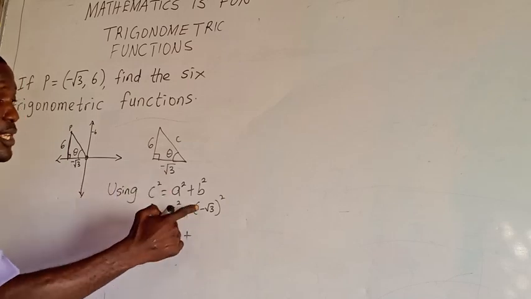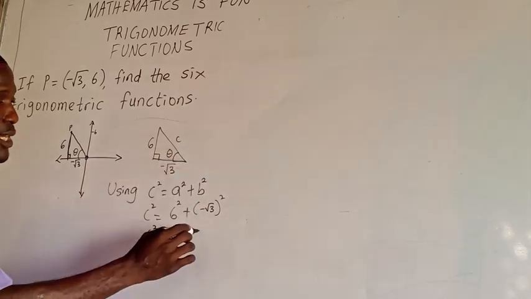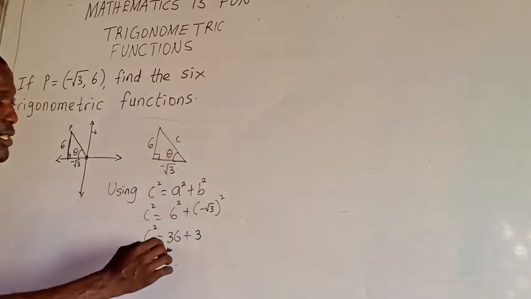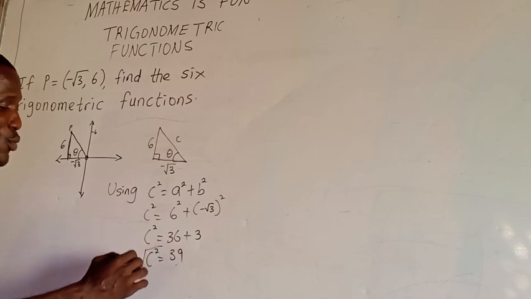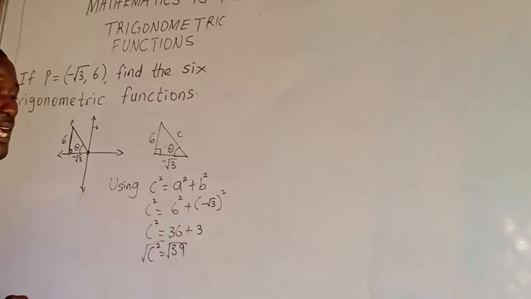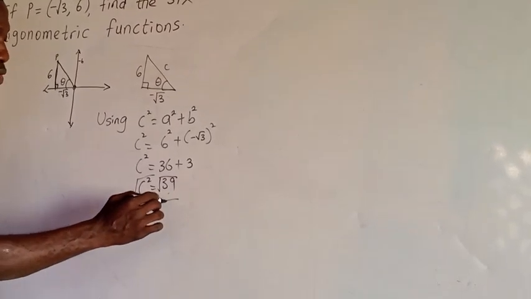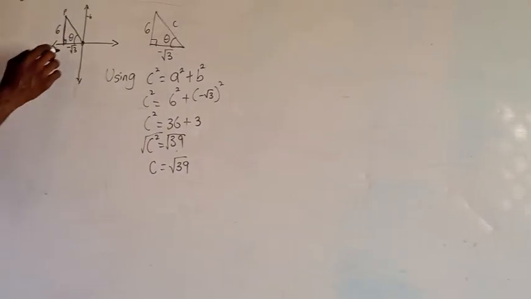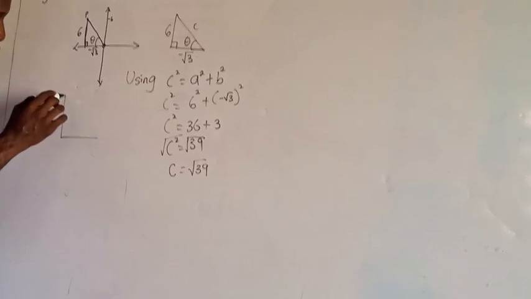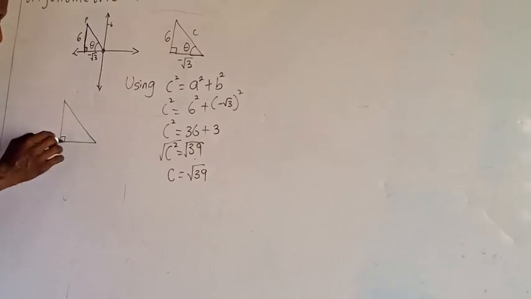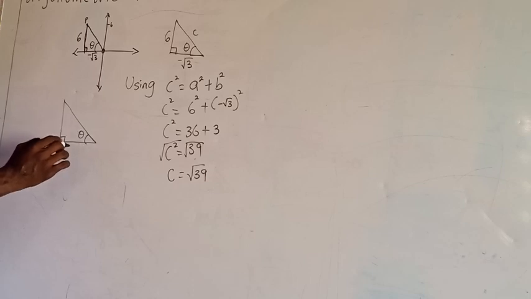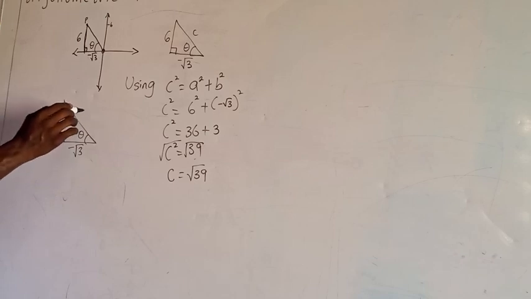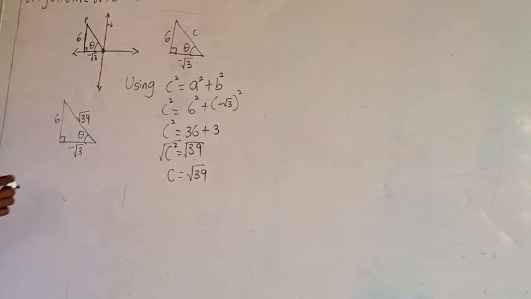Then it's still plus minus root 3 times minus root 3, which gives you 3. So c squared equals 39. Then all you need to do is look for the square root of both sides. Then my c equals root 39. Under this same thing, let's restructure our triangle. This is my theta. This is negative root 3. Here I have 6 and here I have root 39. So I'm left with looking for the trigonometric functions.